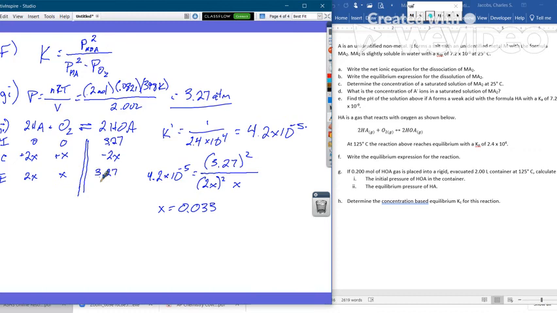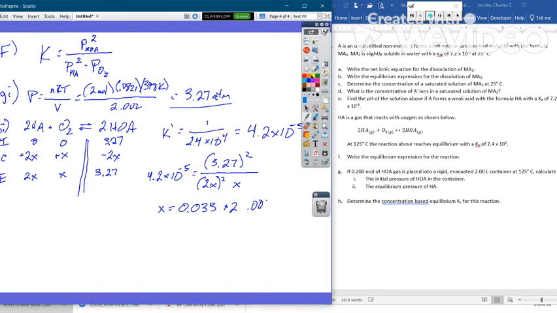However, the question said, what is the equilibrium pressure of HA? So x, you'll notice, is my pressure of oxygen. So I'm going to take this and multiply it by 2.